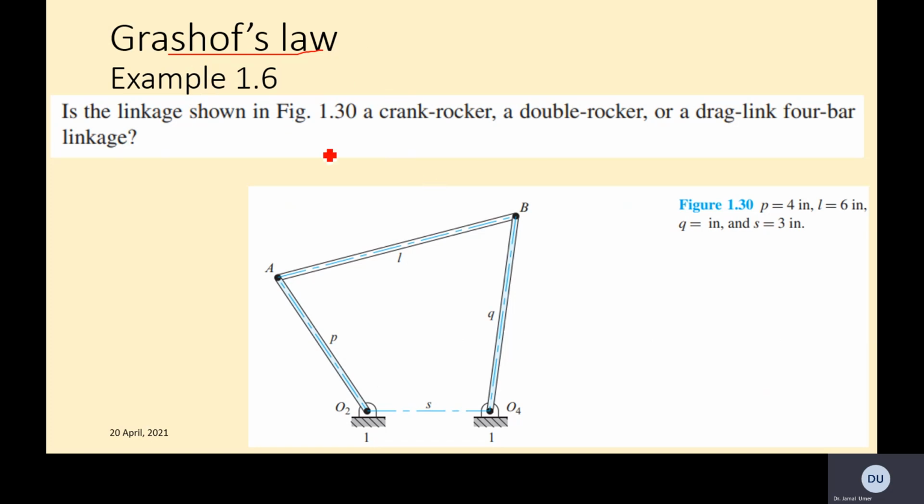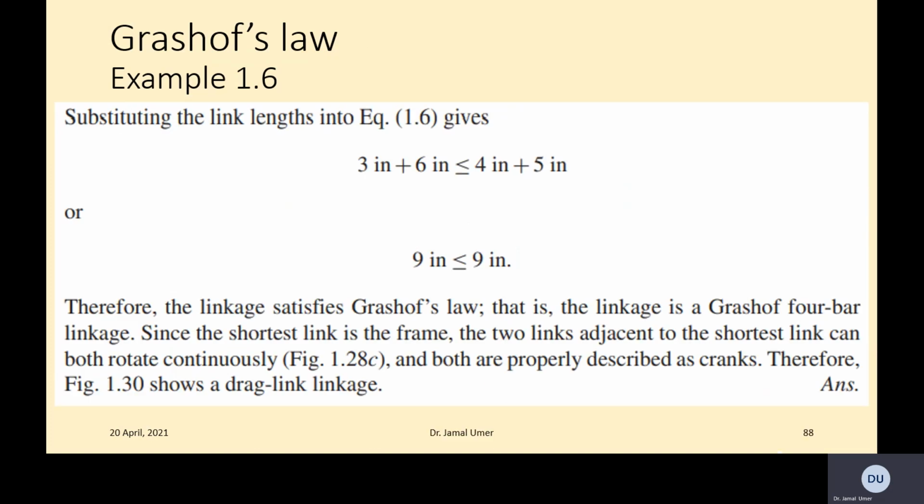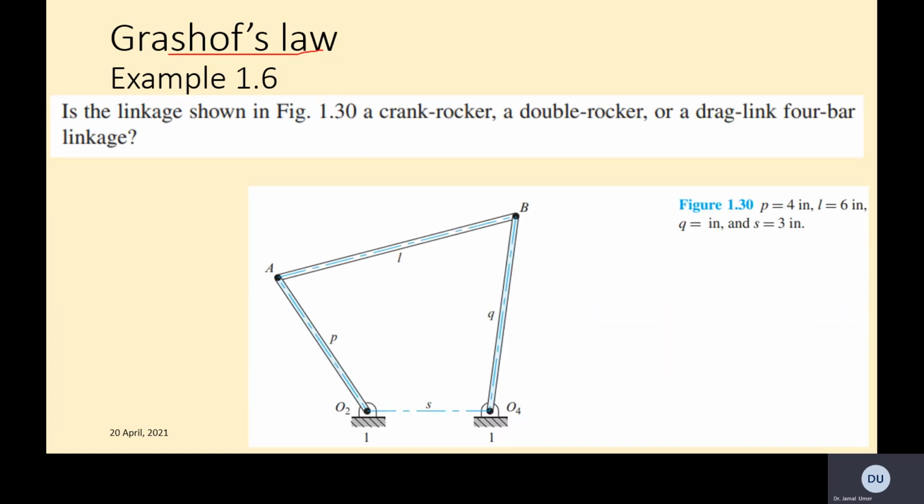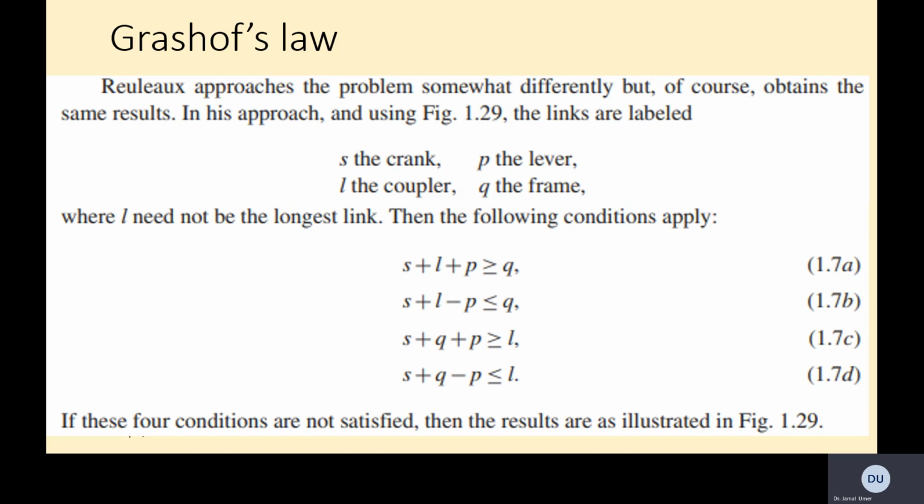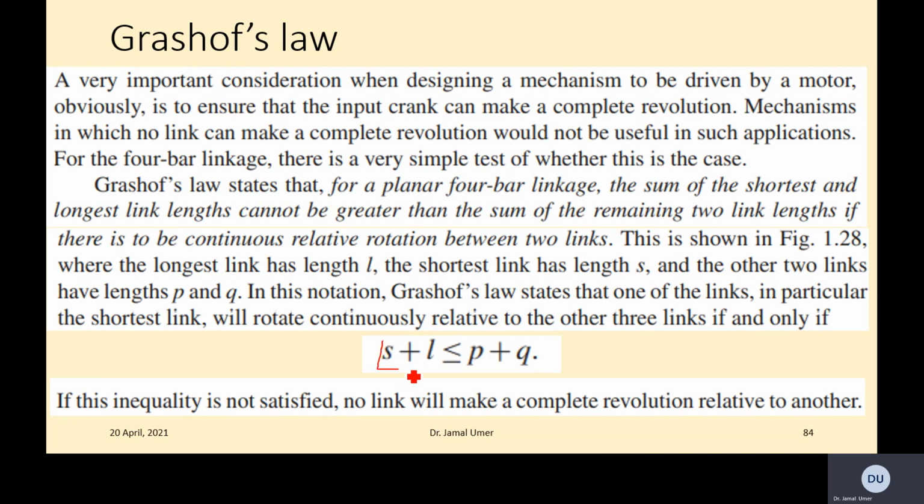Grashof's law helps you to evaluate if the mechanism is able to perform any useful work. So it was a very simple evaluation you can use with Grashof's law to find out if the mechanism is doing any useful work, by using one of these equations. What is it basically? The sum of the smallest and largest link must be less than or equal to the sum of the other two links.